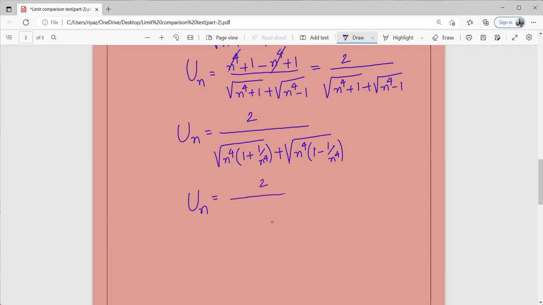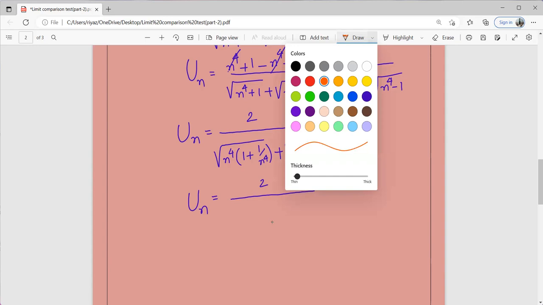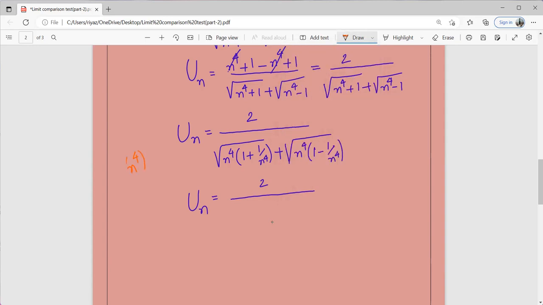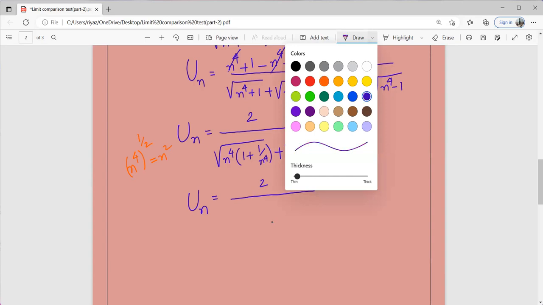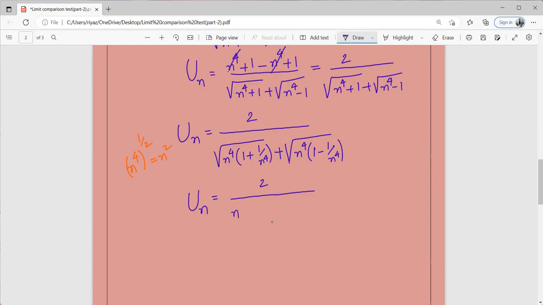2 divided by, and already you know that root means what? To the power 1 by 2. Exactly. n to the power of 4 to the power of 1 by 2 means n square. So I am going to split this root along with n power 4 and along with this one. Square root and n power 4 cancel, so n square is left here, and the remaining term is under root as it is, 1 plus 1 by n power 4. Plus, from here also the square root cancels, so n square is left, then under the square root of 1 minus 1 by n to the power of 4.